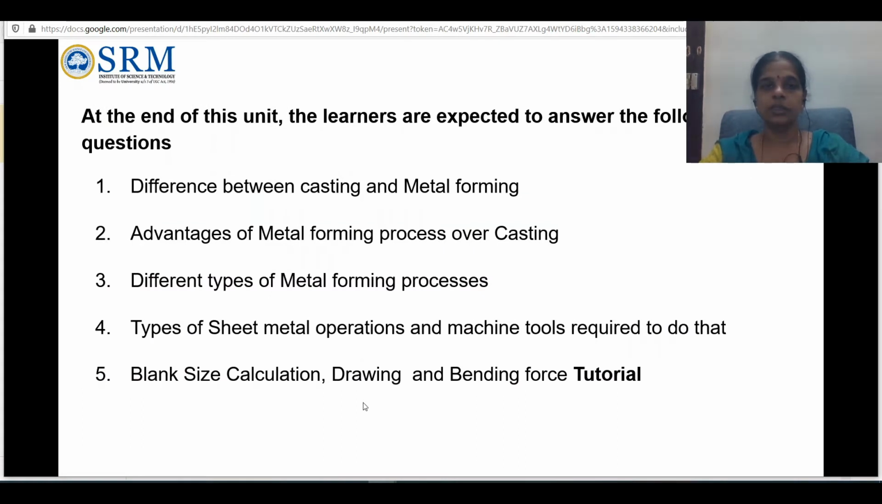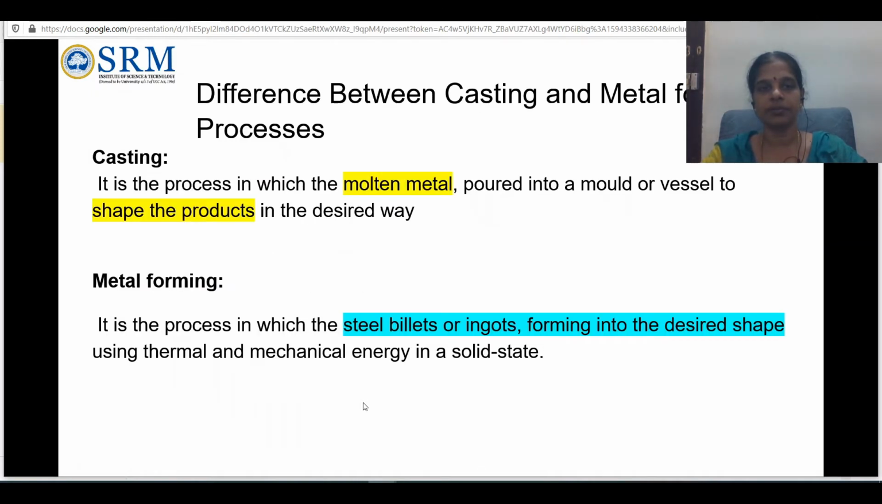At the end of this unit, the learners are expected to answer the following questions. For example, differentiate between casting and metal forming, and what are the advantages of the metal forming process over casting, what are the different types of metal forming process, and various sheet metal operations, what are the machine tools required for that, and do the blank size calculations and compute the drawing force and bending force involved.